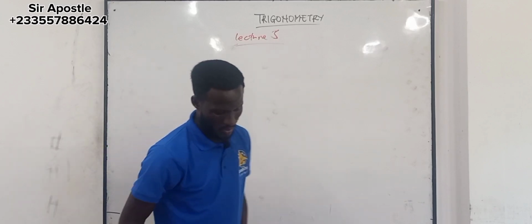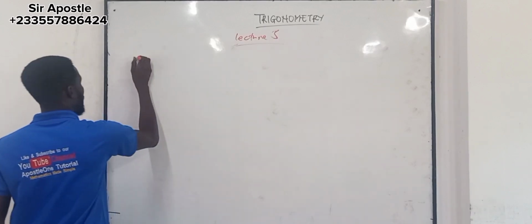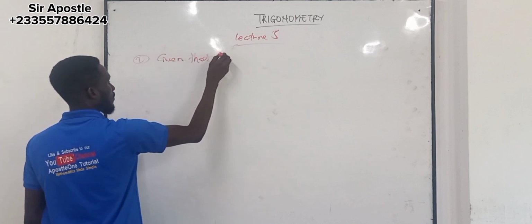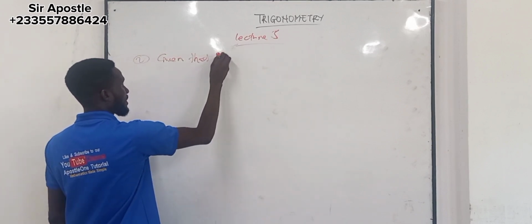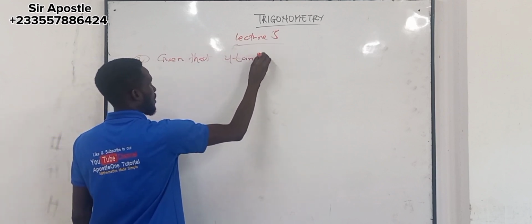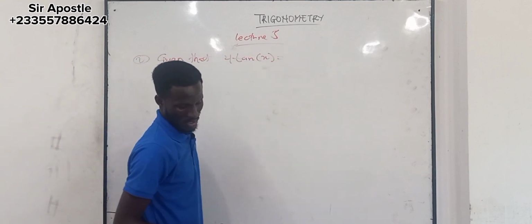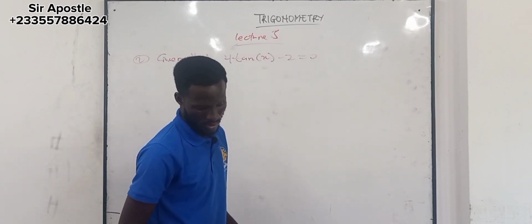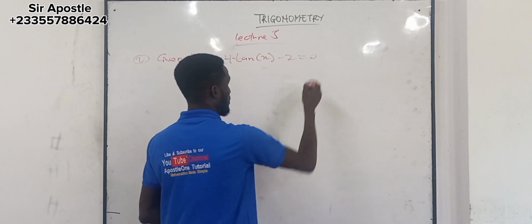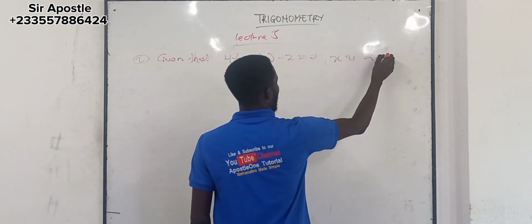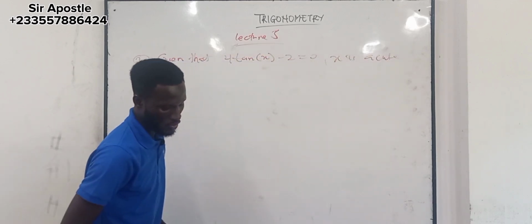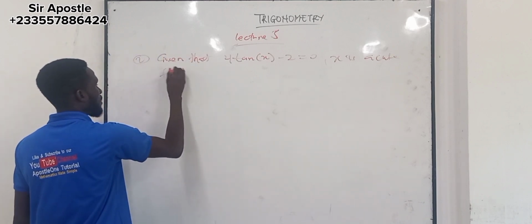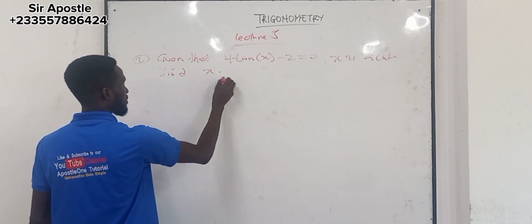Now with the second question, we are given that 4 tan x minus 2 is equal to 0, and x is acute. We should find the value of x.